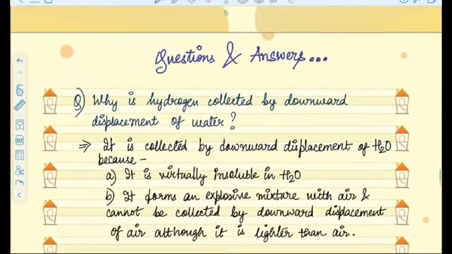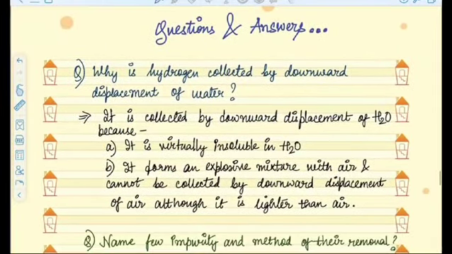Now, the question is, why is it so? It is collected by downward displacement of water because it is virtually insoluble in water. Something which is insoluble in water will easily be collected because it is not reacting. If it is soluble, it will undergo reaction. That is not happening in this case. It also forms an explosive mixture with air and cannot be collected by downward displacement of air.